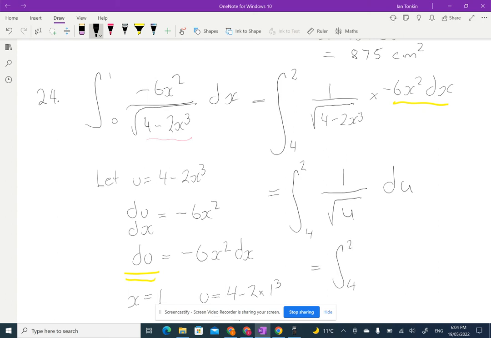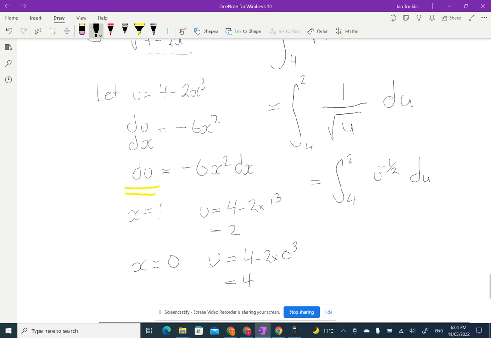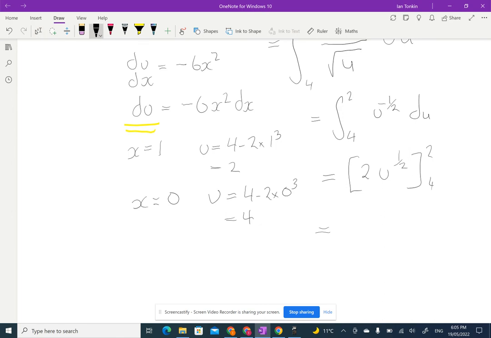The integral from 2 to 4 of u to the negative a half du. Wow. Add 1 to the power, u to a half. Multiplied by the reciprocal of the power, or divide by a half, 2. What's it between? 2 and 4. What do we do here? Okay, that's 2 root u, 2 and 4.